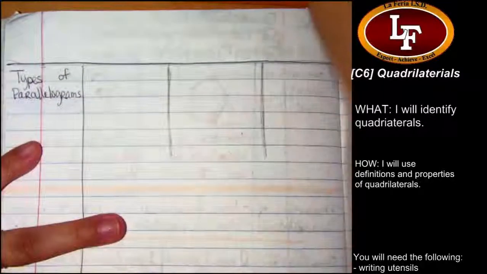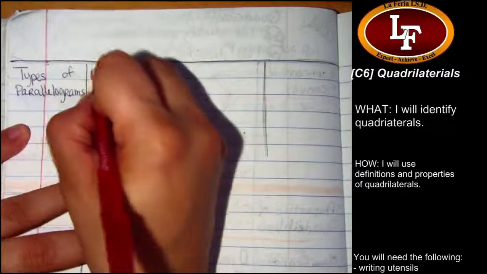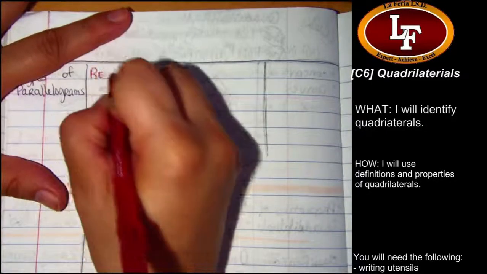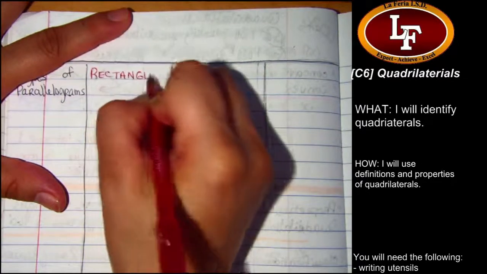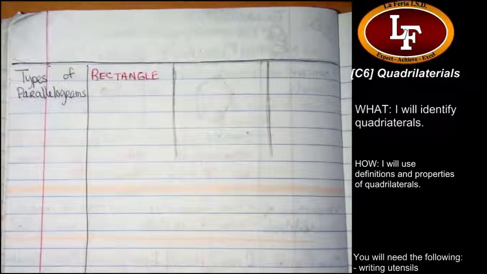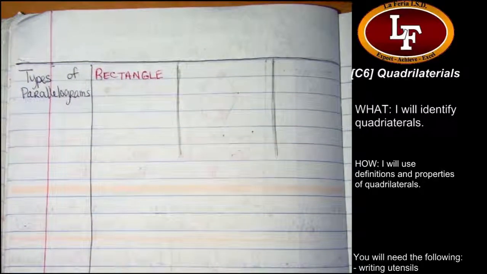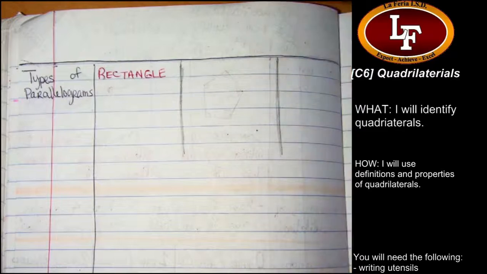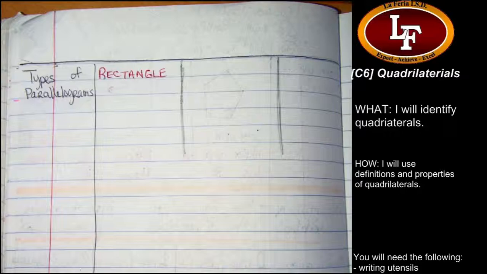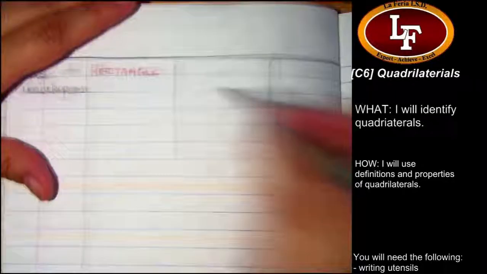Alright, the first special type of parallelogram is called the rectangle. This means that a rectangle is a quadrilateral. It has 4 sides and 4 angles, and when you add them up you get 360. But it's also a parallelogram, so all the opposite sides are going to be parallel to each other. They're going to be congruent to each other. Opposite angles are going to be congruent. All of those things that we talked about under the parallelogram.